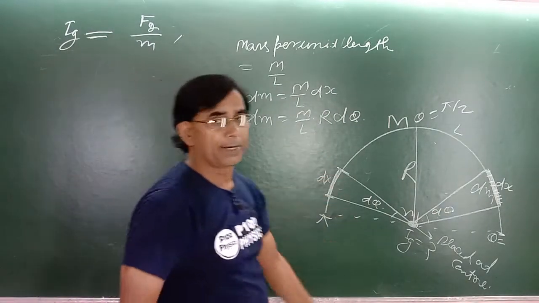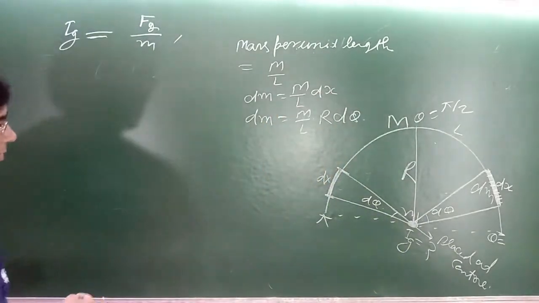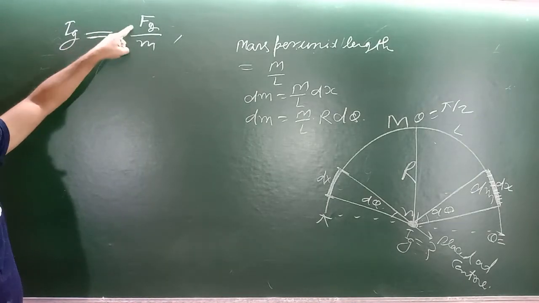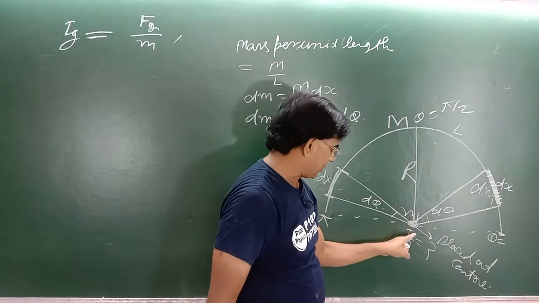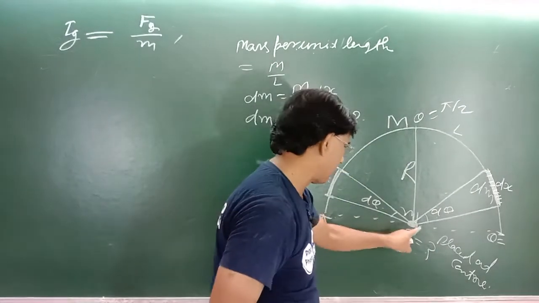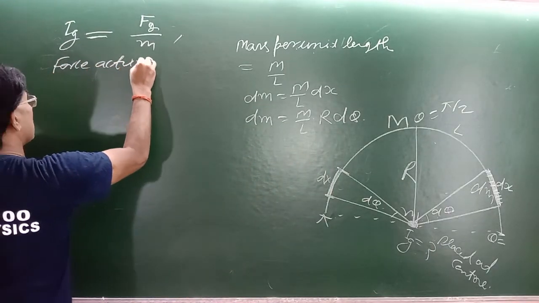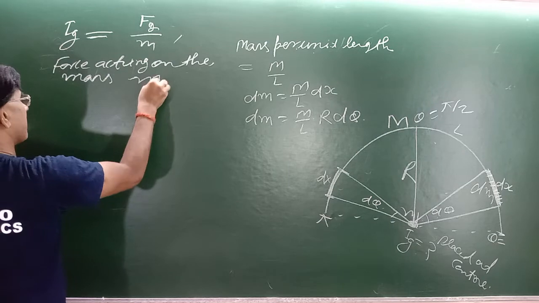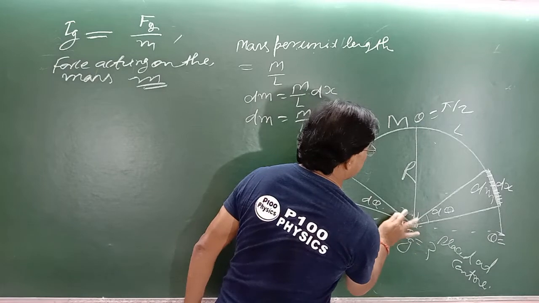According to the formula of the intensity, first of all, Ig equal to Fg by m. You know well that Ig equal to Fg by m. First of all, determine the value of Fg, meaning the force acting on the small mass m. What is the force acting on this mass m?